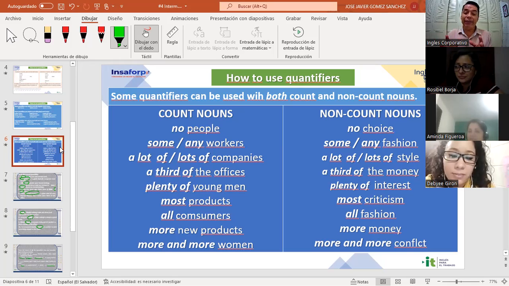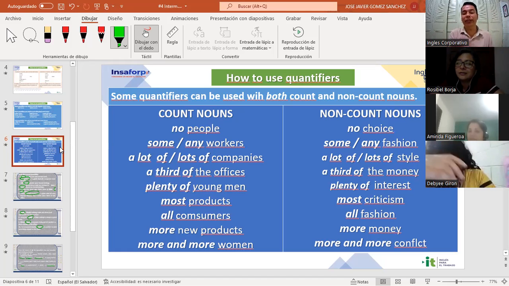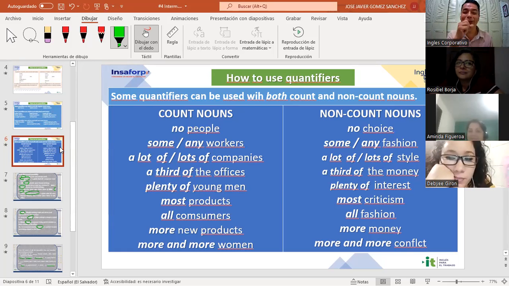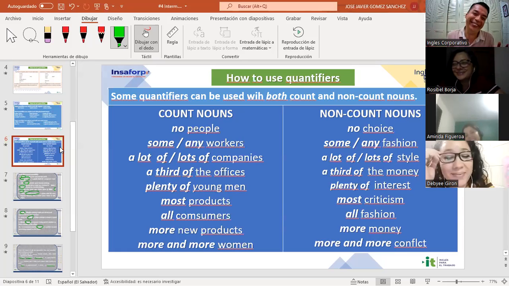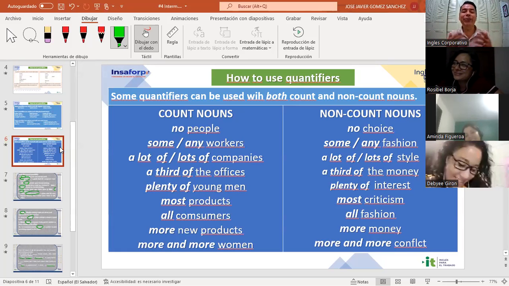Yes, well, when it's alive, Rosibel, cuando está vivo. Like fish, for example. Cuando los peces andan vivos, you can count them. But when they are dead... Rosibel, ¿le gusta el pescado muerto? Yes. So, when it's dead, cuando está muerto ahí en la mesa, pues no cuenta. En general, se considera como una masa de comida, so it's not countable, right?